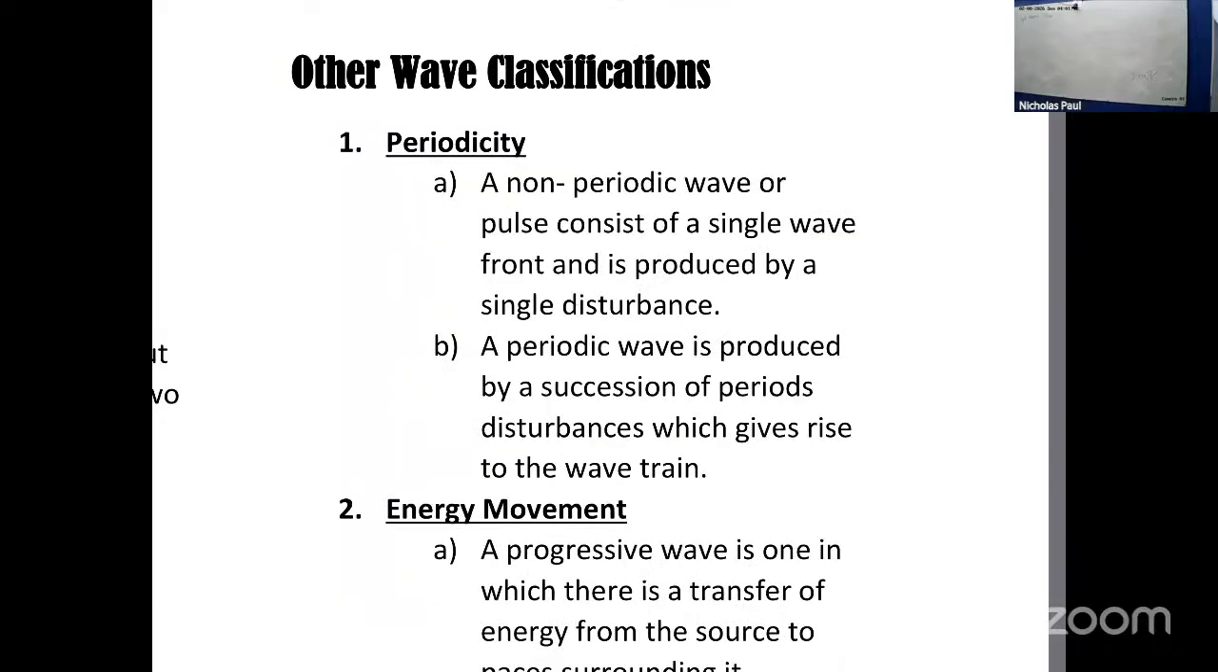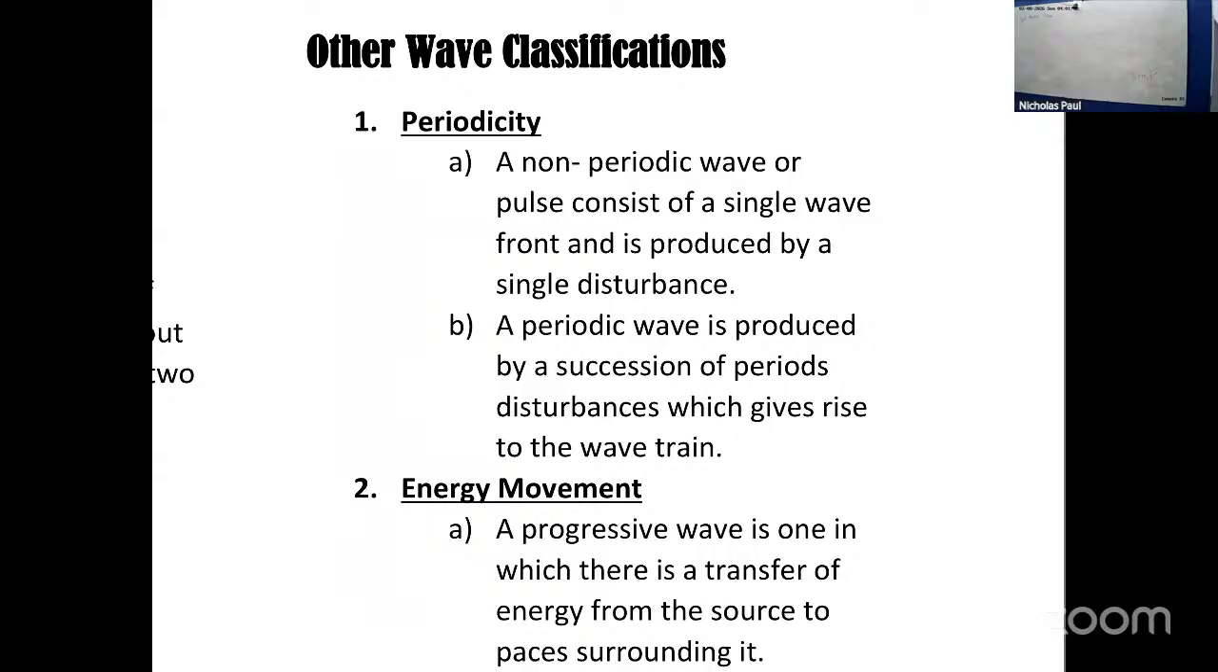Next, we have to know some wave classifications. A non-periodic wave or pulse consists of a single wavefront and is produced by a singular disturbance. A periodic wave is produced by a succession of periods of disturbance, which give rise to a wave train. So if I keep a dipper hitting the water, it will produce a wave train.